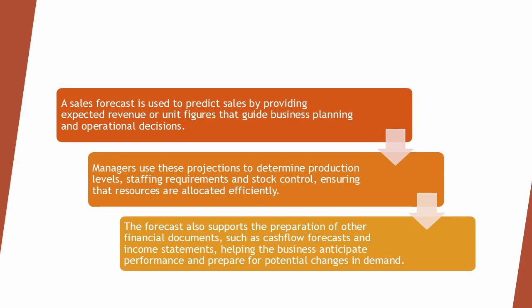A sales forecast is used to predict sales by providing expected revenue or unit figures that guide business planning and operational decisions. Managers use these projections to determine production levels, staffing requirements, and stock control, ensuring that resources are allocated efficiently. The forecast also supports the preparation of other financial documents, such as cash flow forecasts and income statements, helping the business anticipate performance and prepare for potential changes in demand.